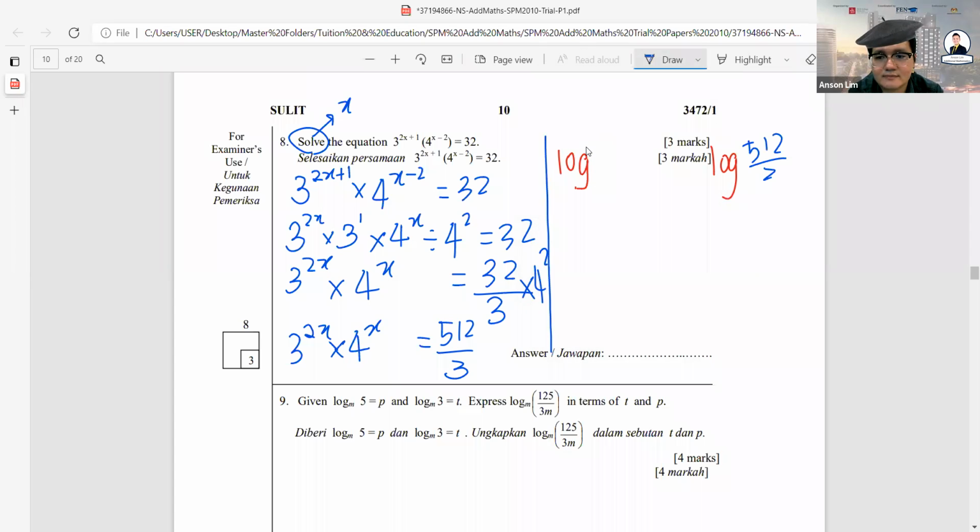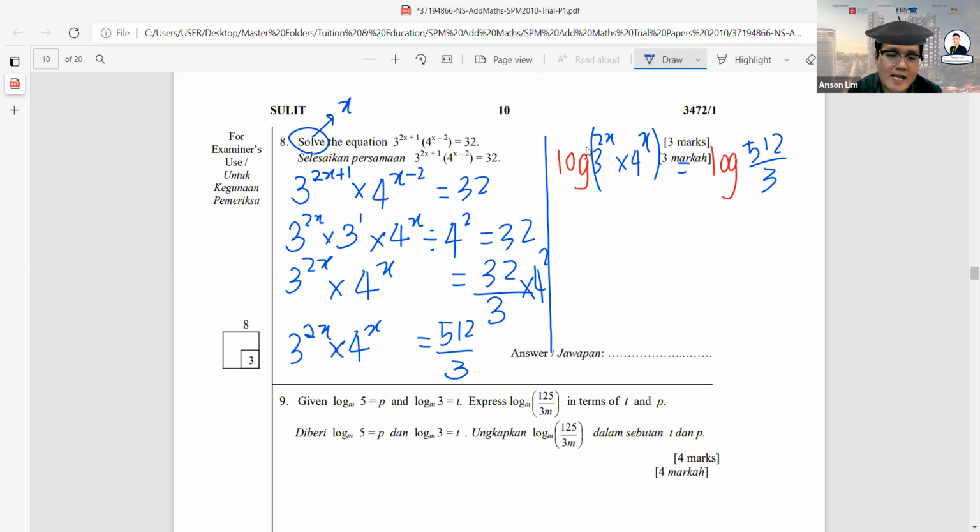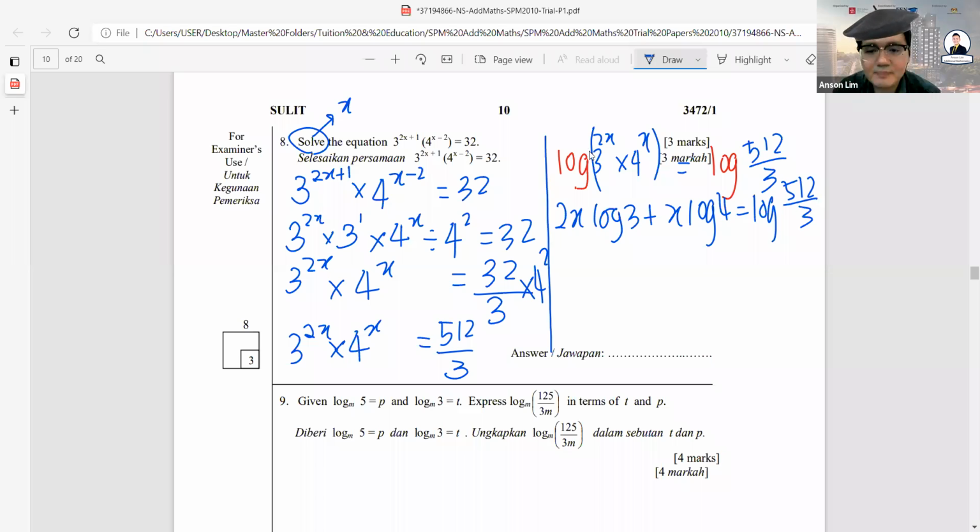Then continue. 3 power 2x times 4 power x. When you log both sides, you can't do anything about the base not being the same and the power not being the same, but what you can do is bring down the x. So log 3 power 2x, you can bring down the 2x, becoming 2x log 3 plus x log 4. Remember, log of a multiplication, you can split it into log plus log.